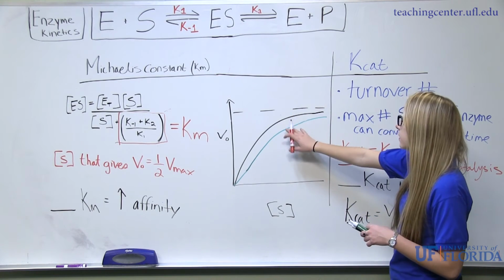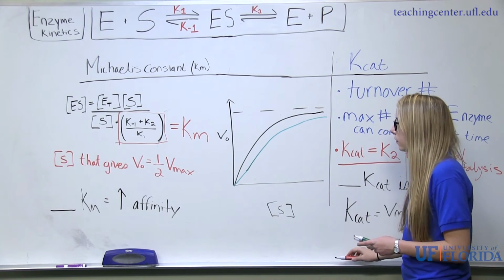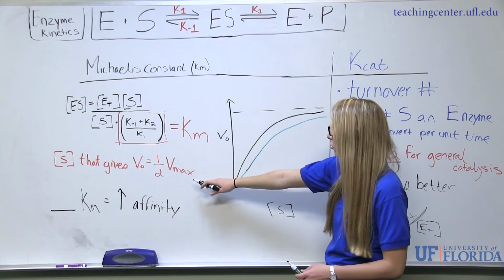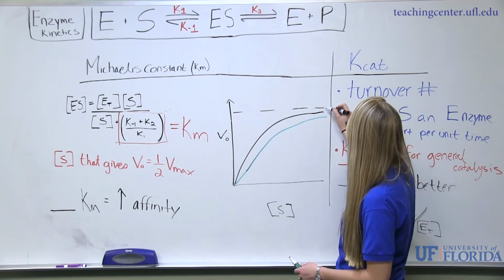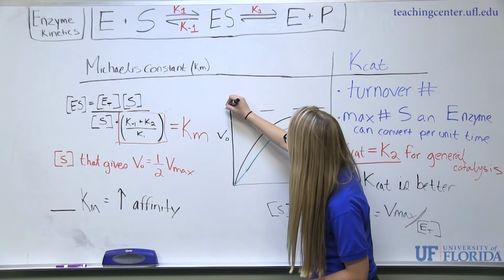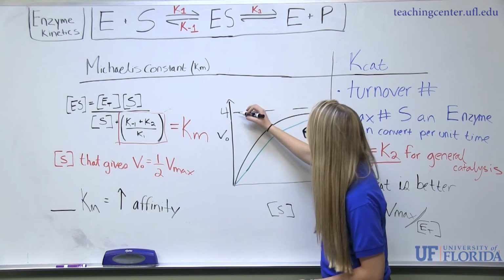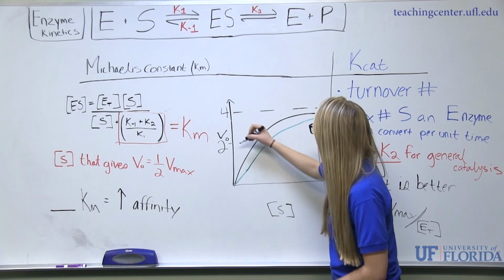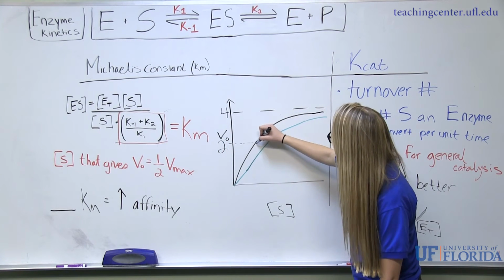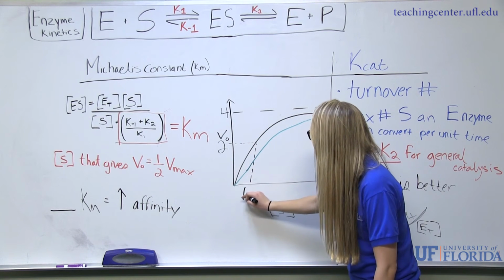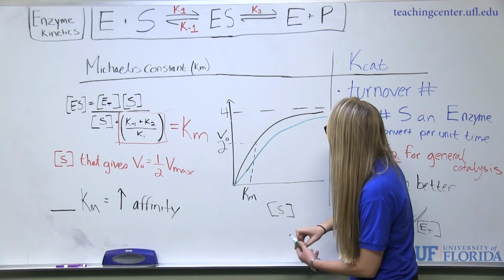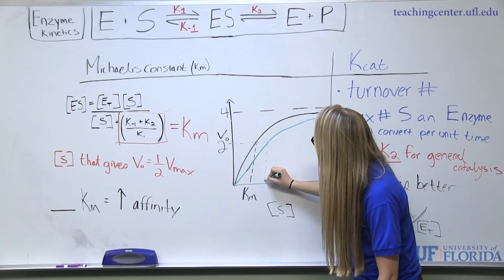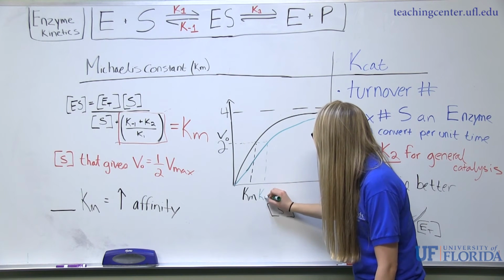It's really important to understand what Km means in terms of affinity. So looking at these 2 graphs right here, we know that Km is equal to the substrate concentration that gives us 1/2 Vmax. So this would be Vmax, so we're going to call that 4. And so let's drop it down to 2. And we're just going to move over to our curve and drop down. So that is Km for the black curve. And then we're going to come over, and this will be Km for the green curve.